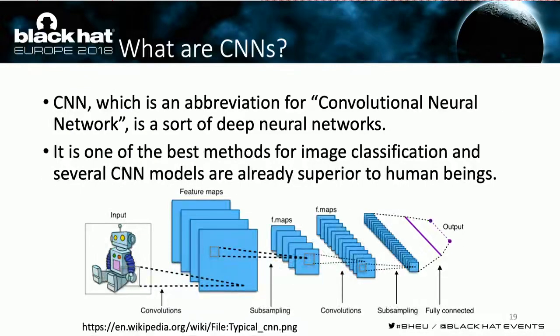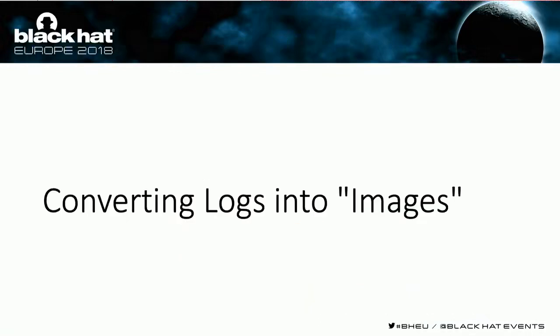CNN is a sort of deep neural network. It is one of the best methods for image classification, and several CNN models are already superior to human beings. That's why we use CNNs for detecting C2 server patterns. In order to use CNNs, we need to convert logs into images. But how do we do that? From the next slide, let me explain about it.